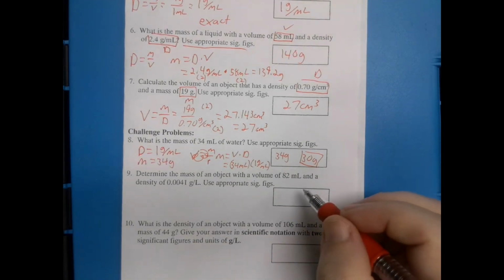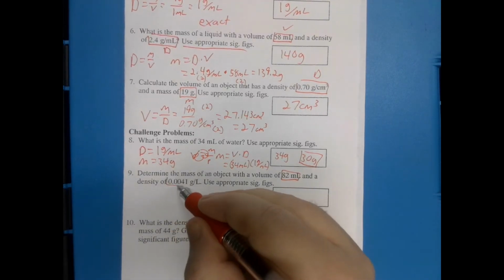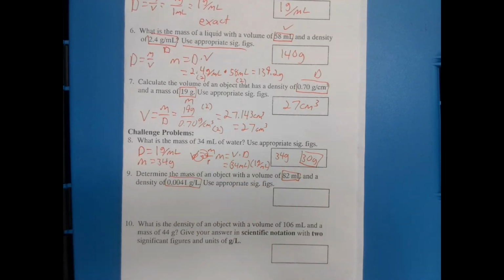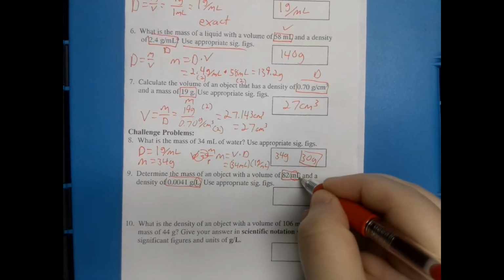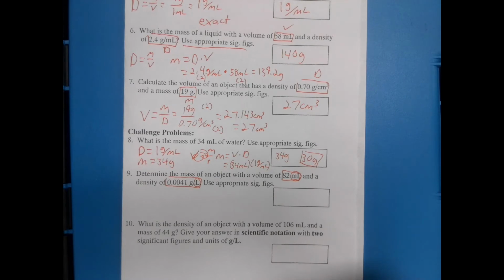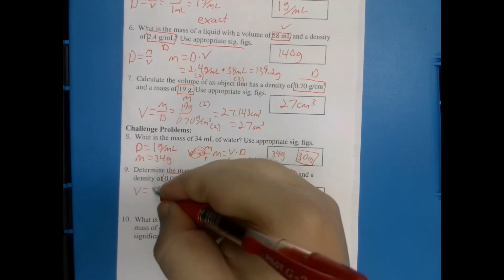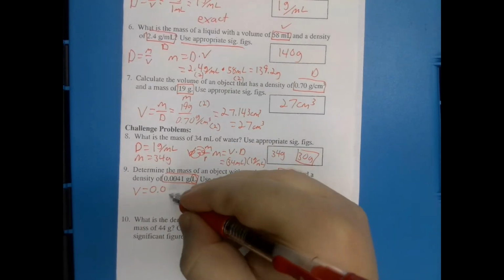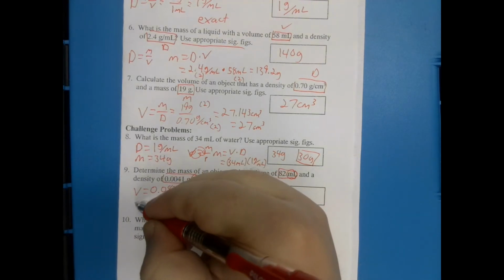Determine the mass of an object with a volume of 82 milliliters and a density of 0.0041 grams per liter. This is very important. In this class, we mix units all the time. This is in liters. This is in milliliters. You have to pay attention to units as I change them up constantly. So our volume is actually 0.082 liters. We need to convert units to make them match up before we plug them into an equation.